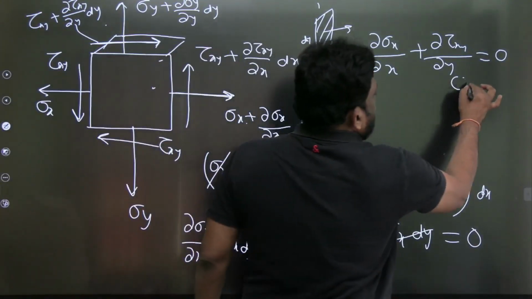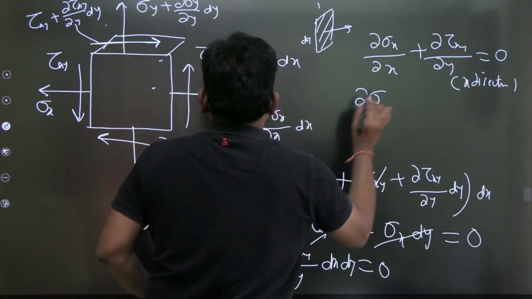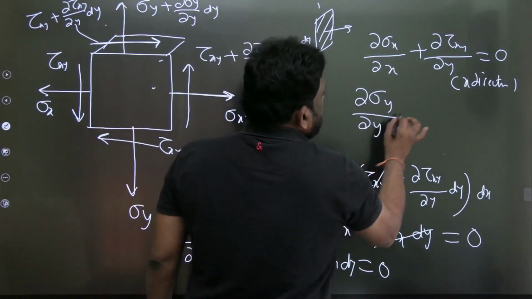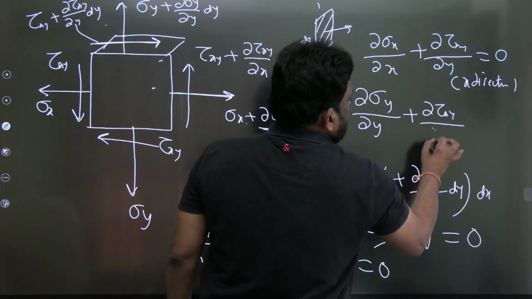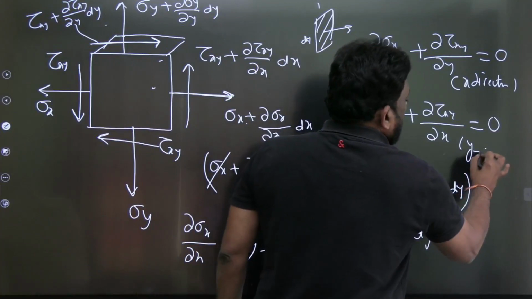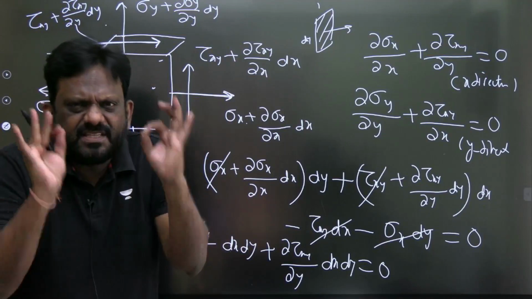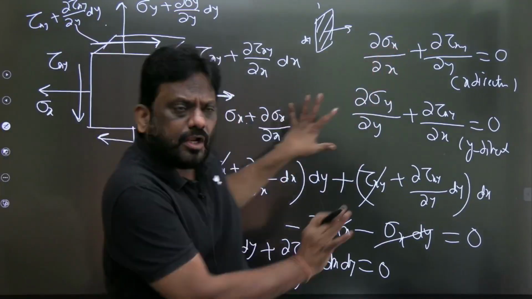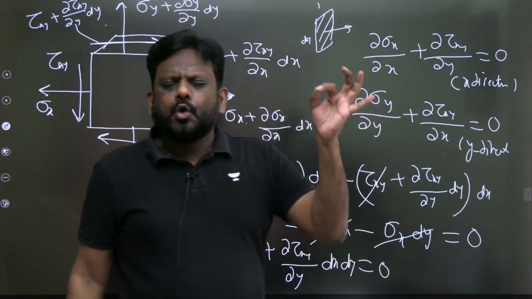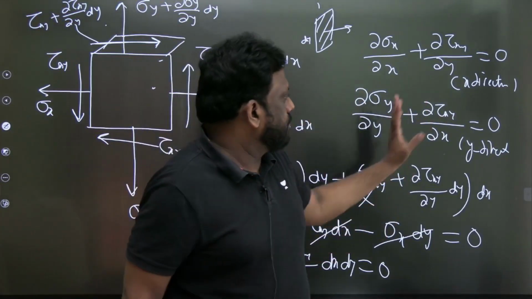Similarly, if I take equilibrium in the y direction, what do I get? This is in the x direction. And if I take the y direction, the sum of the upward is equal to the sum of the downward, so you will get this. This is in the y direction. I have not derived it, but I have just shown it. From the examination point of view, I request you to remember this, because I have already derived it. Just remember this, that is enough: dou sigma x by dou x plus dou tau xy by dou y is equal to 0. It is in the x direction.